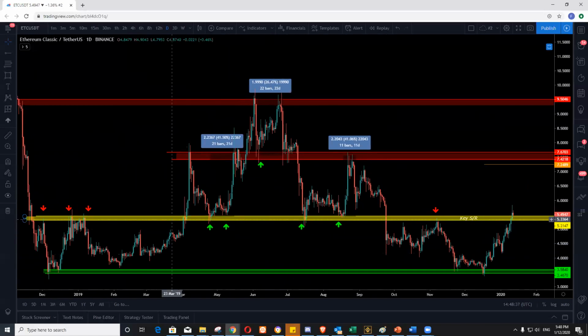Now there are two ways. If you are very sure about this, you can limit buy in this zone. You can limit buy here around 5.3, 5.4, whatever. You can limit buy or ladder some buys here. Plan B.